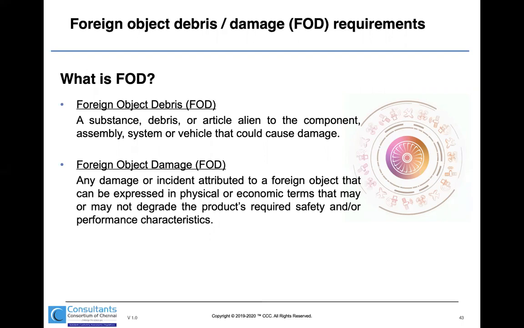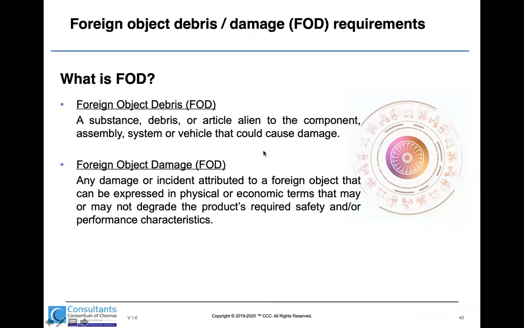And foreign object damage is any damage or incident which has already happened. It can be expressed physically or even in economic terms, or it may degrade the product quality or safety. Those are all called foreign object damage. What 9100 wants is that we need to have a process to prevent the FOD, detect the FOD, and control the FOD. So these three phases, they are expecting an organization to have a process.